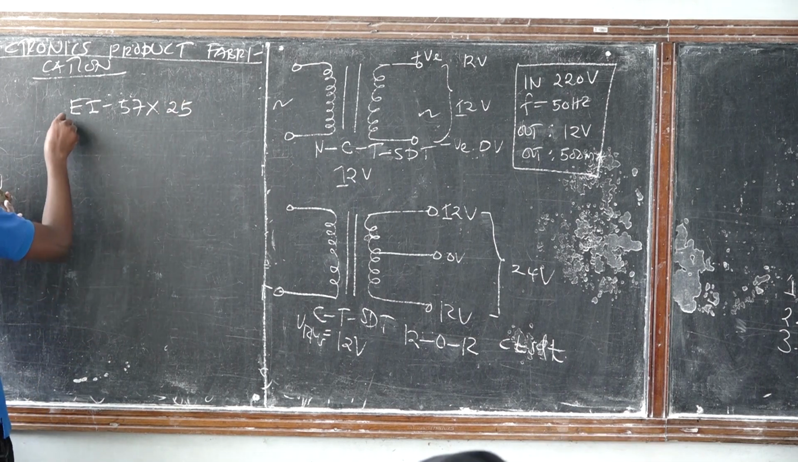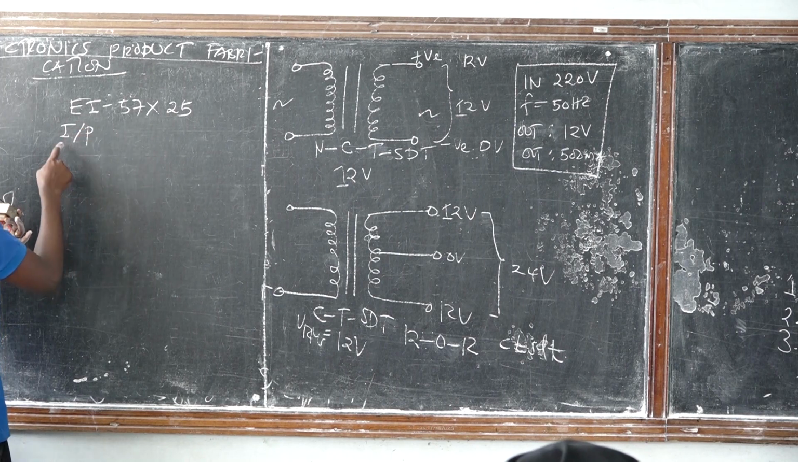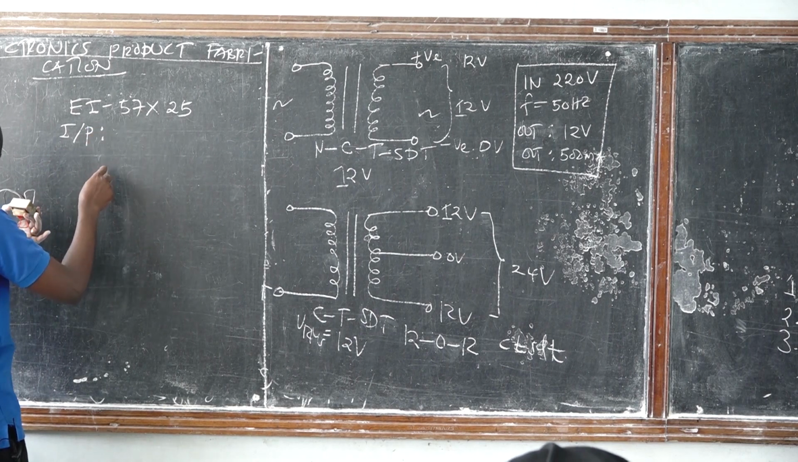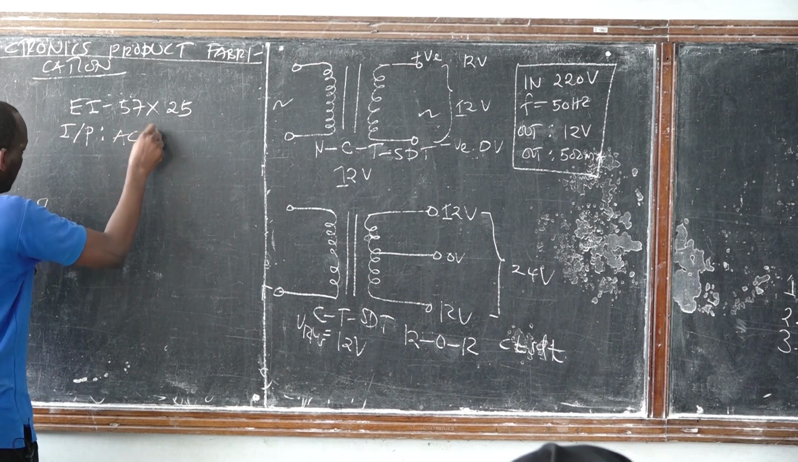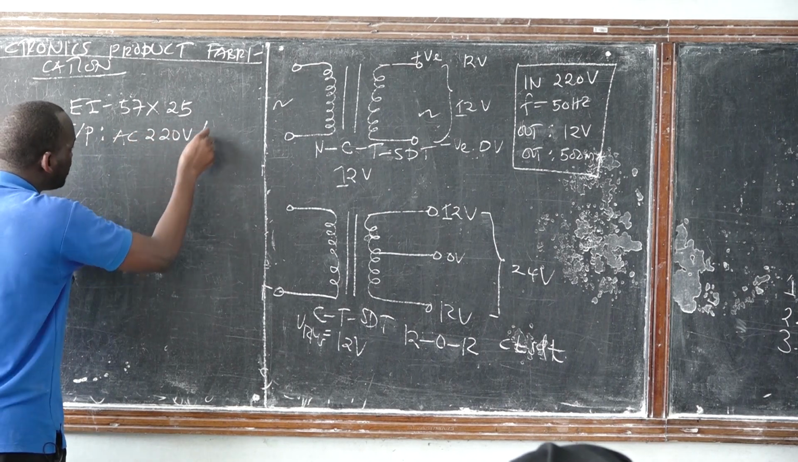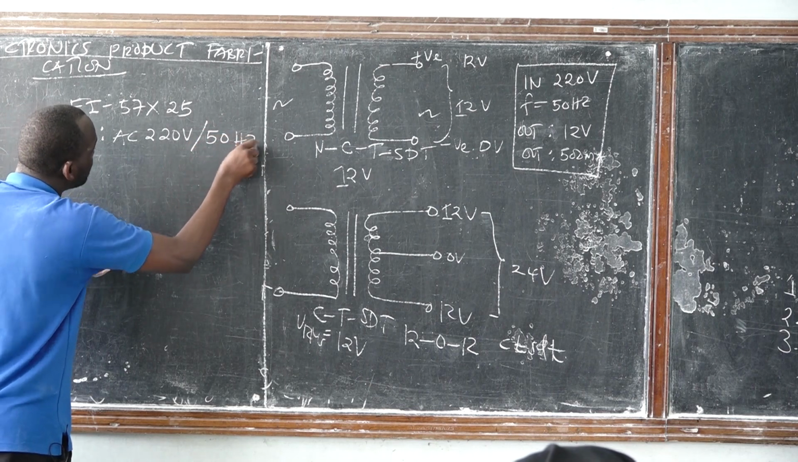Then the next one, I/P, input / output. So this is input. So then we have what? AC 220 volt with frequency of 50 Hz.